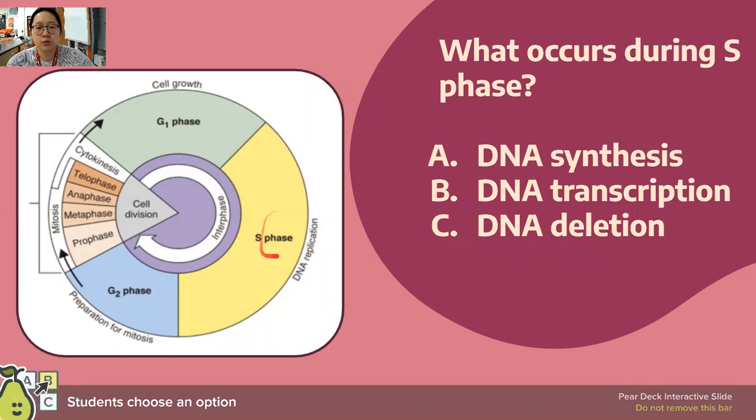So during S phase, again, what is occurring? Is it A, DNA synthesis, B, DNA transcription, or C, DNA deletion? Pick your answer.